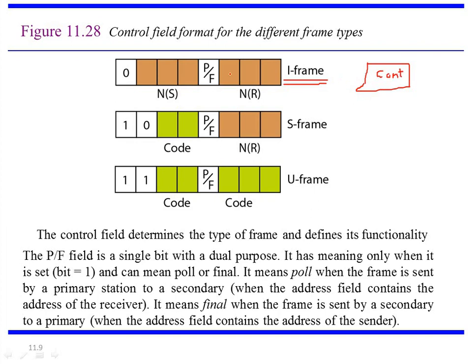So I'll write it only continue. When the control field starts with a 0 only, this gives the information that the control frame is of I frame. That means if the control field starts with a 0 only, it will give me the information that the control field is for I frame.